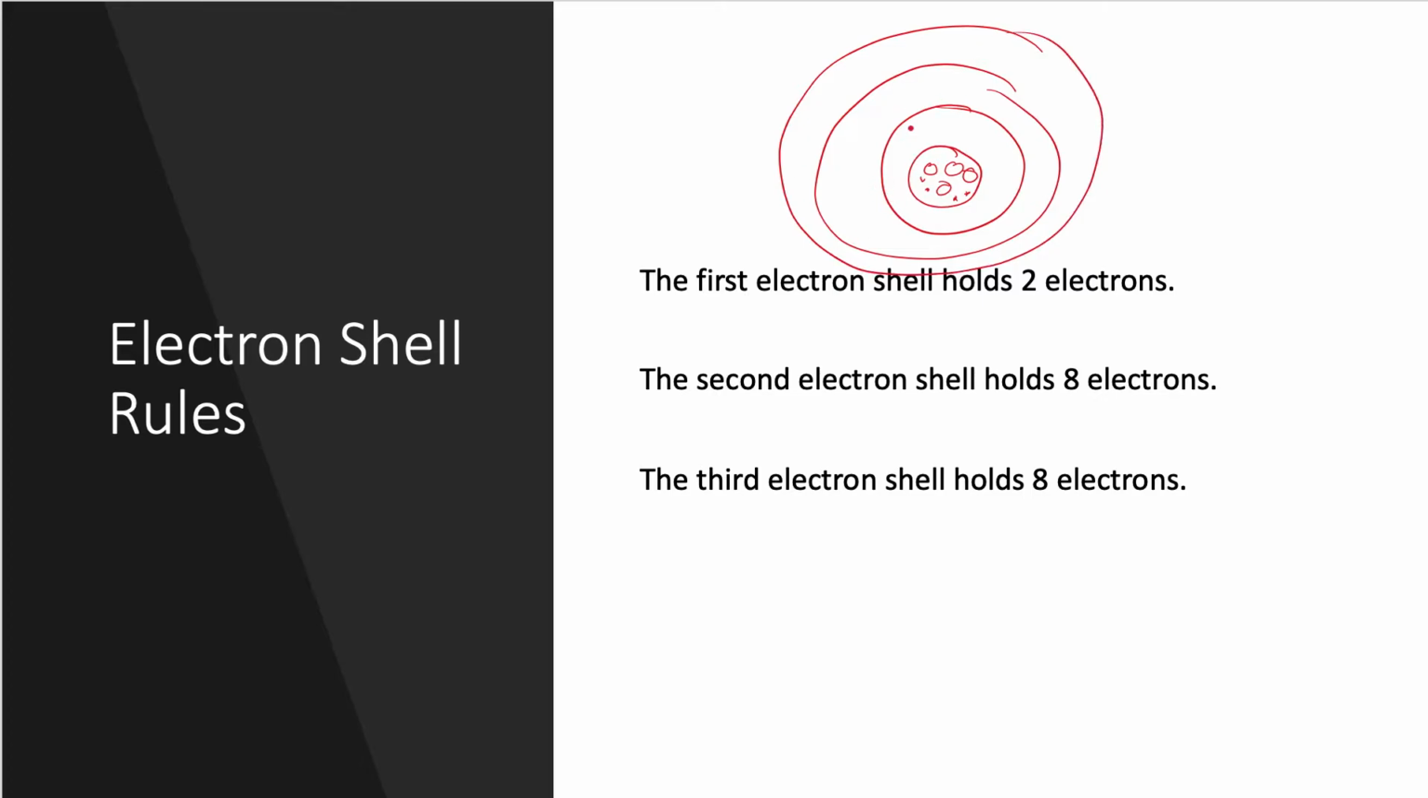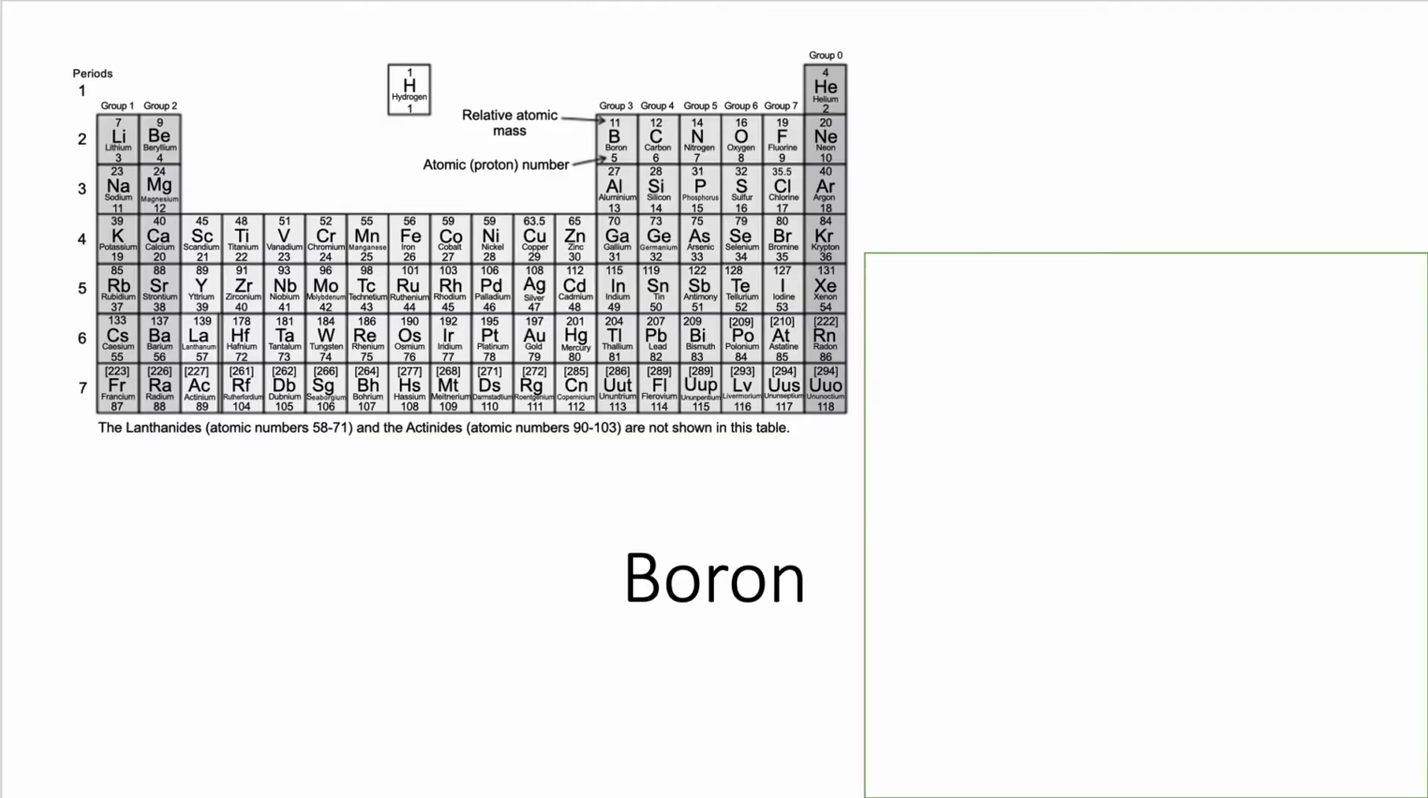The first electron shell can hold 2 electrons. I've shown that over here. The second and third electron shells both hold 8 electrons, and you can draw them like this. Both of these shells hold 8 electrons, and now we're going to put that into action and look at some examples. So we might be asked a question to draw the electronic structure of boron.